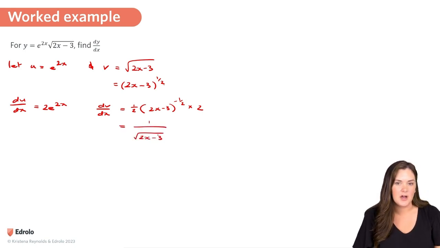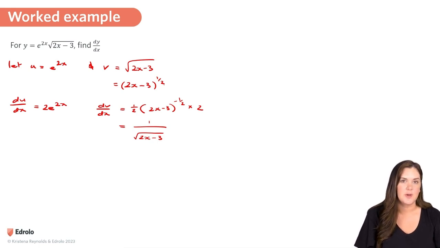So simplifying that down, I get 2 times a half, which is just 1, and this negative power means that I'm going to create a fraction, so all of that is going to become the denominator, so I end up getting 1 over the square root of 2x take 3.